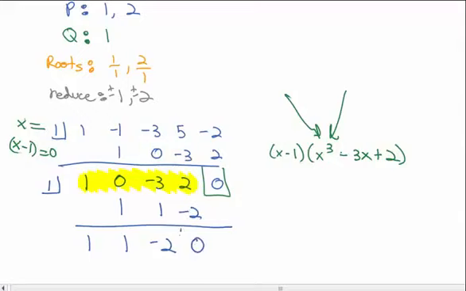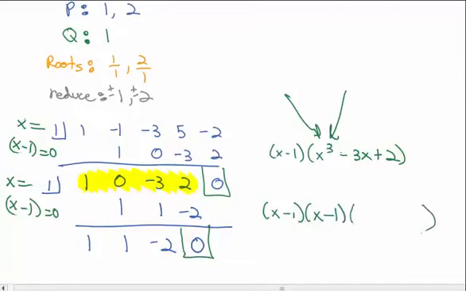Notice the 1 worked again. That means x equals 1 is another solution. So if we subtract 1, x minus 1 is another factor. So we have the original x minus 1, our new x minus 1, and what's left is 1x squared plus 1x minus 2, pulling that from the bottom row.